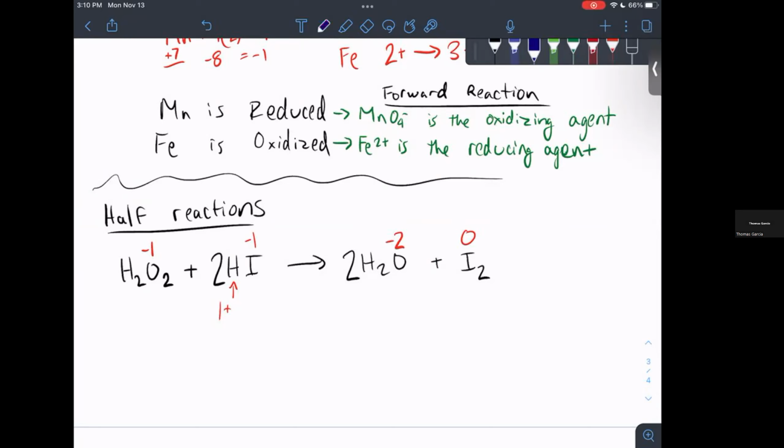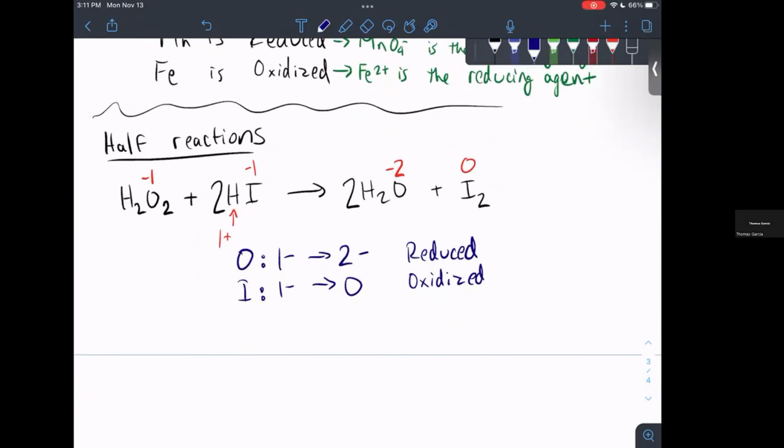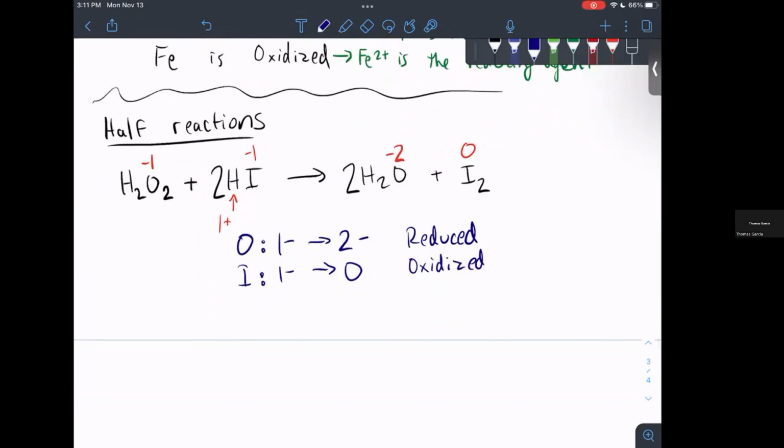So let's take these individually now. Oxygen shows us that it goes from a 1- to a 2-. It is gaining electrons, so it is being reduced. Iodine goes from a 1- to a 0. It is losing electrons, so it is being oxidized. So what we're going to do is we're going to now figure out the oxidation and reduction half reactions.